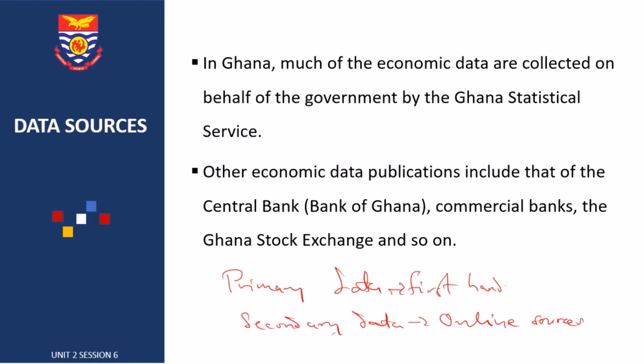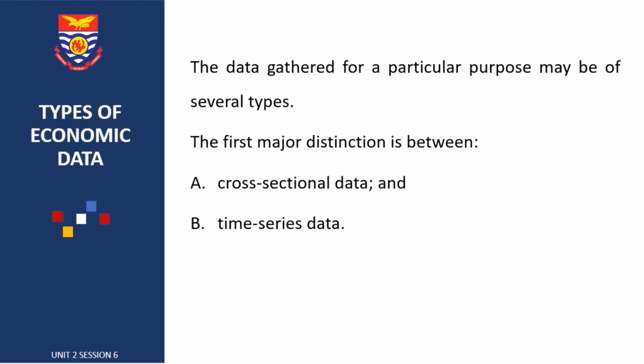Let's talk about what the types of economic data are. Data gathered for a particular purpose may be of several types. The first major distinction is between cross-sectional data and time series data. We will explain the meaning of cross-sectional data and then time series in the next slide. What do we mean by cross-sectional data?